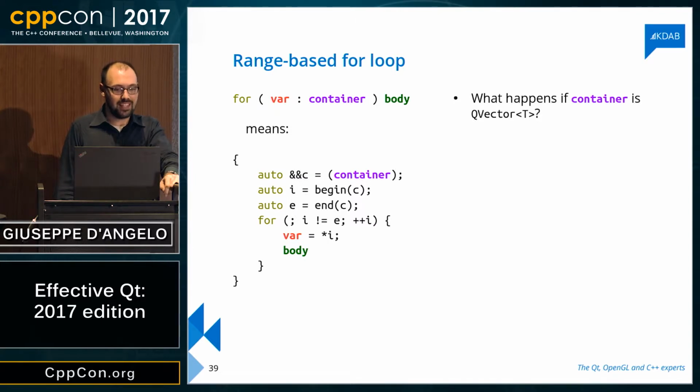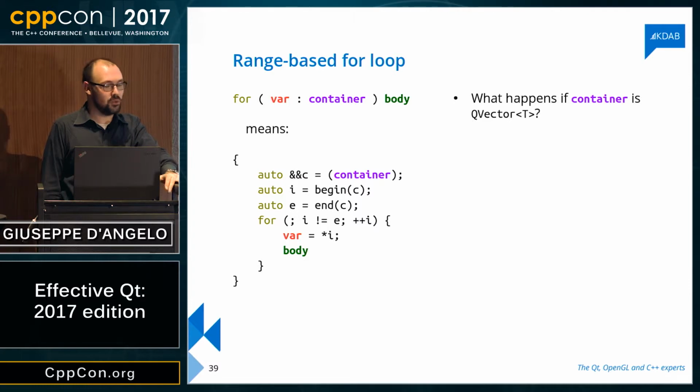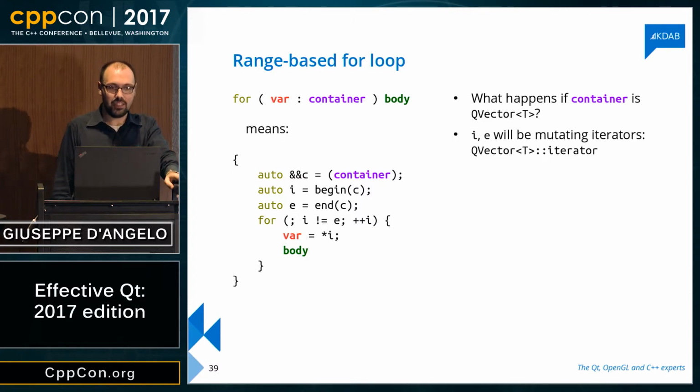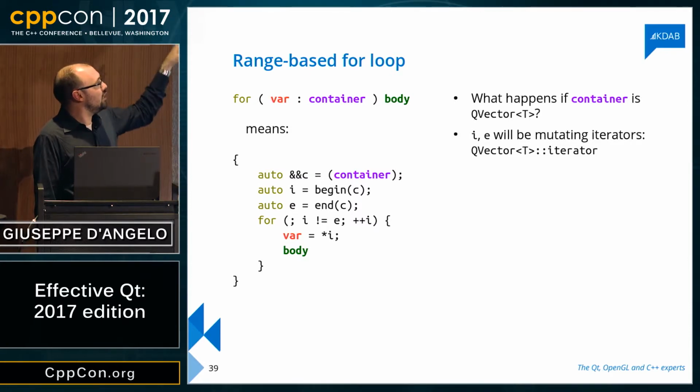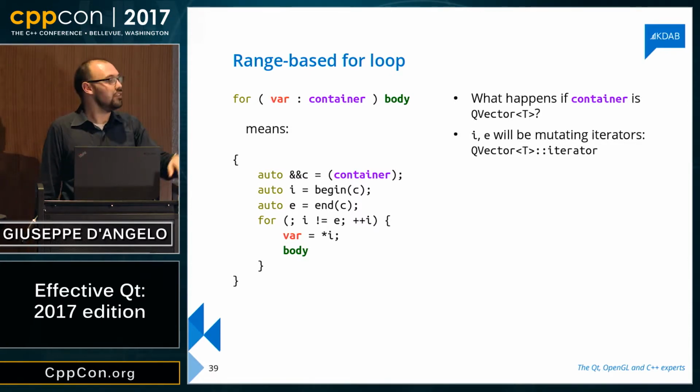So let me ask one further question. What happens if container is QVector? In this case, c is going to be a non-const reference to QVector, and i and e are going to be mutating iterators into a QVector. So those, by definition, will need to detach the vector, because now I'm possibly modifying the vector. And this decision takes place before even considering what's inside the body. So what if inside the body I'm not modifying the container at all in the end?